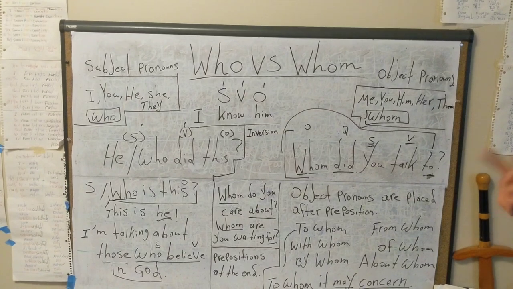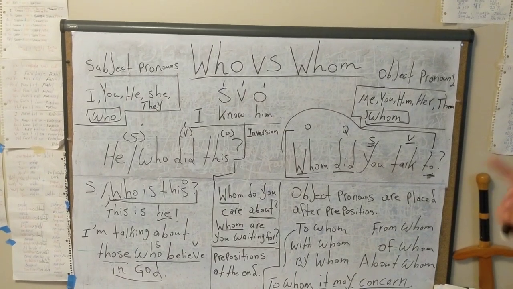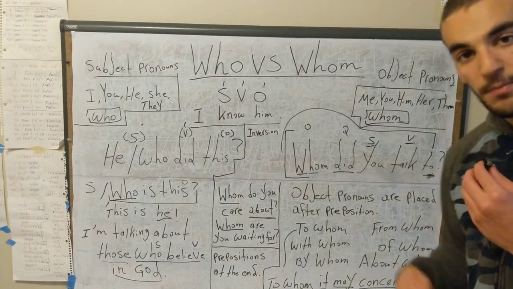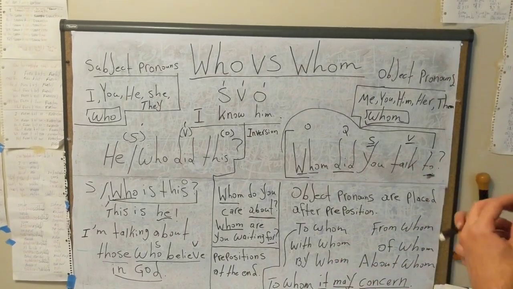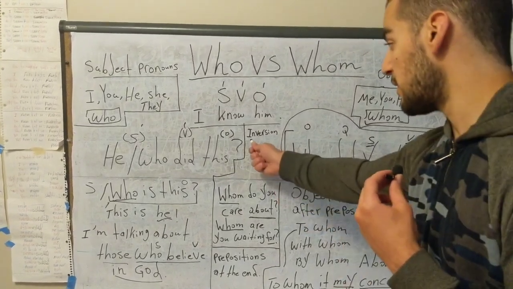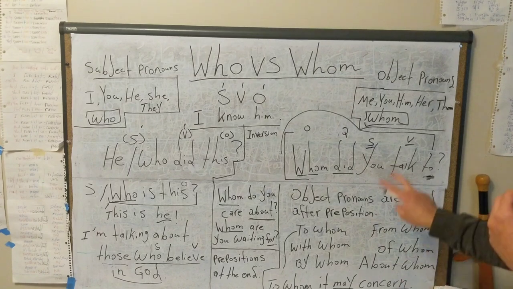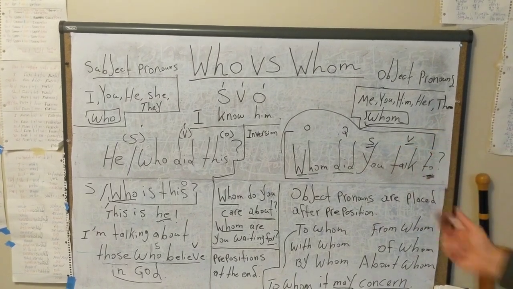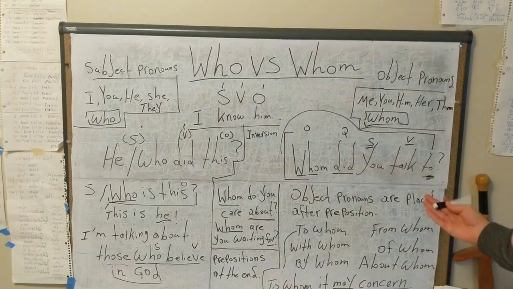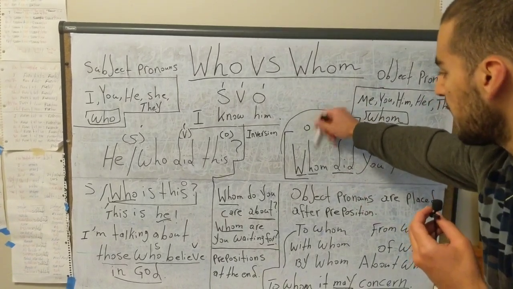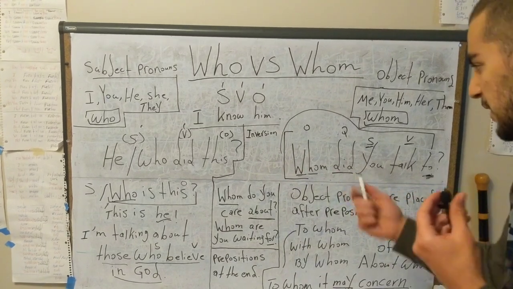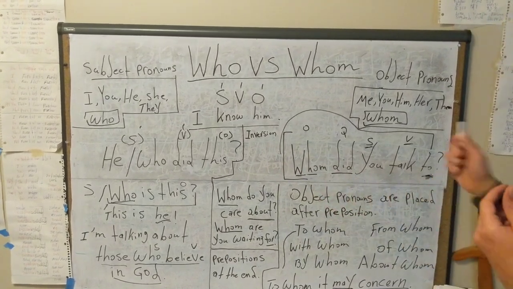Whom did you talk to? I talked to him. So that should be an eye opener for you, because this is called inversion, where when you're asking a question, the question word becomes did, and the whom comes in front. But in reality, it should be to whom did you talk? But in English, we say, whom did you talk to?